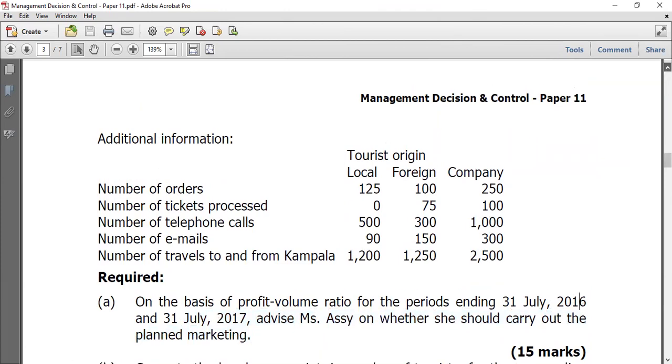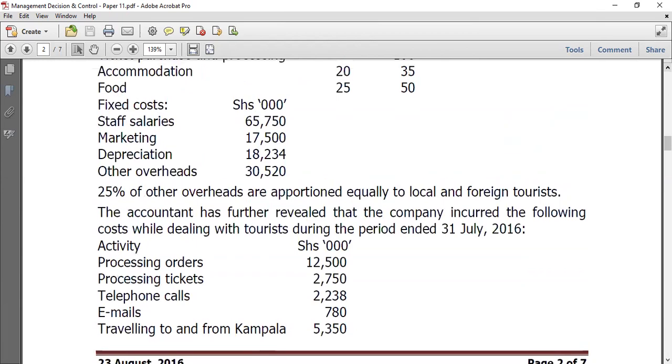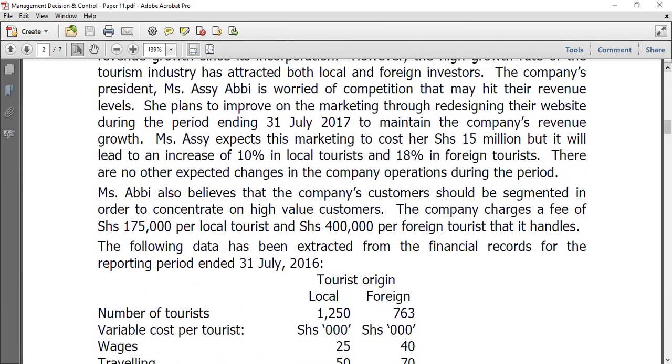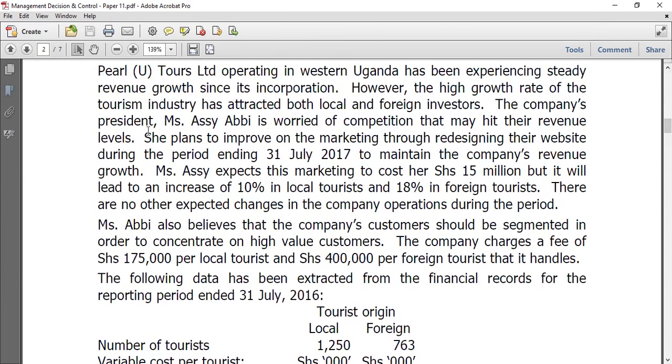So let's see if they have given us information for 2016. This is the information for the period ending 2016, okay? I just want to see how 2017 fits into 2016. The planned move, because she plans to improve on the marketing through the redesigning by the period ending 31st July 2017, means this additional cost is going to happen in the next financial year, okay? But the information they have provided to us is for the period ending 2016, okay?